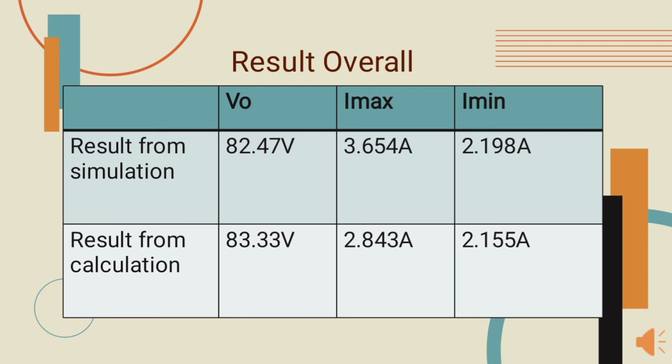And lastly is the overall result. From the simulation, the VO we get is 82.47, the I max is 3.654 amperes and I min is 2.198 amperes. From the calculation, VO we get is 83.33 volts, the I max is 2.843 amperes and I min is 2.155 amperes.